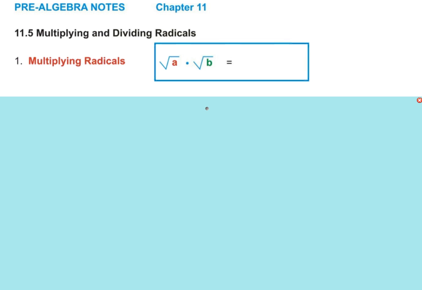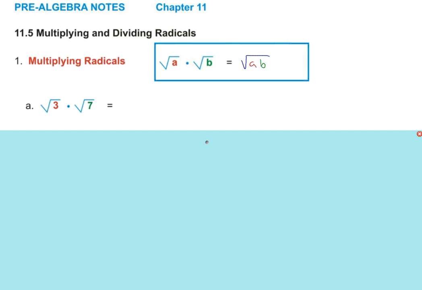Now, it's pretty easy. And if you use your color here, all we're doing is multiplying the radicands. So I'm going to take my blue and draw the radical sign. And then I'm going to take my red, and as part of the radicand, it'll be an A. And take my green times B. You simply multiply the radicands. So how do you multiply radicals? You multiply the radicands. Pretty easy, pretty simplistic.